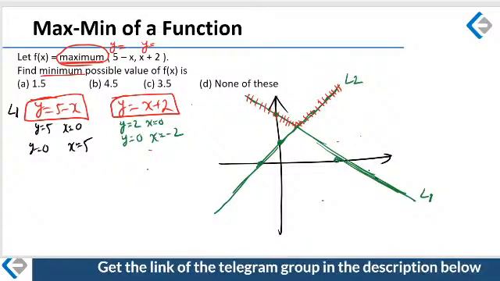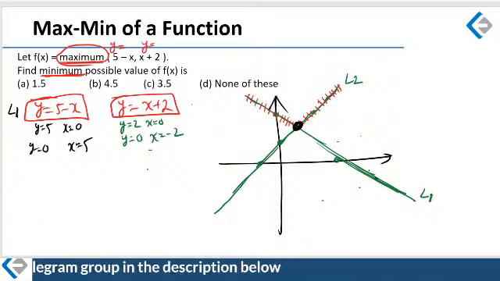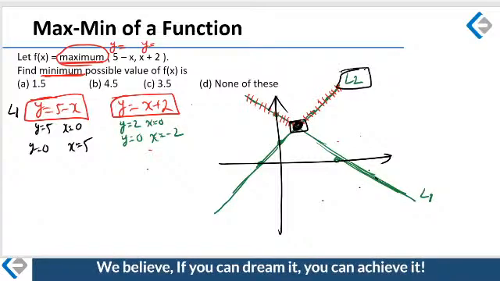Now find the minimum of this traced portion. He's saying that, now that you have traced it, tell me the minimum possible value of this. What is the minimum possible value? It is nothing but this point where I've circled it. This point is nothing but the intersection of line 1 and line 2. What do you mean by point of intersection? You just have to solve these two simultaneous equations.